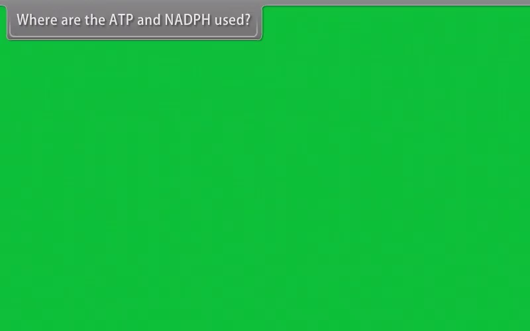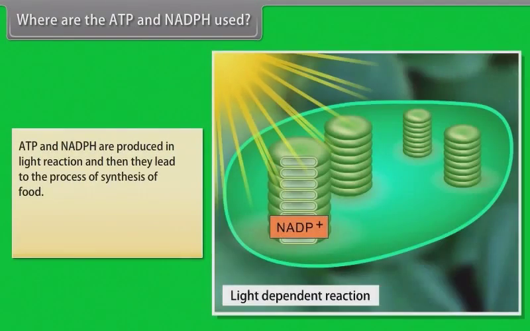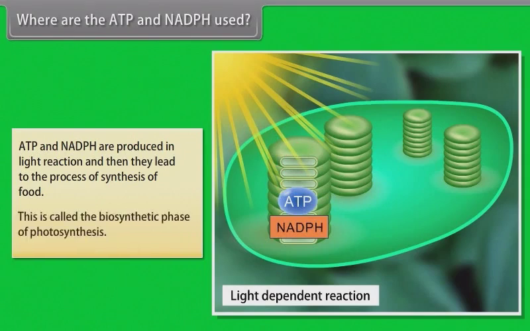Where are the ATP and NADPH used? ATP and NADPH are produced in light reaction and then they lead to the process of synthesis of food. This is called the biosynthetic phase of photosynthesis.